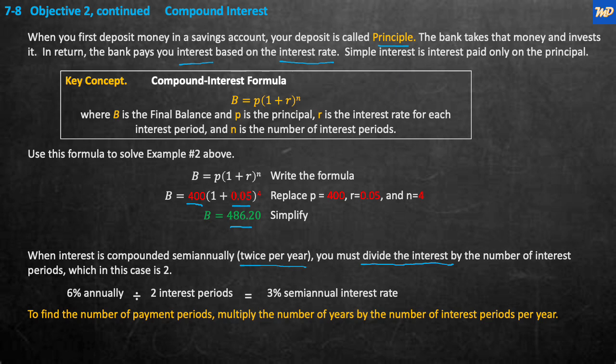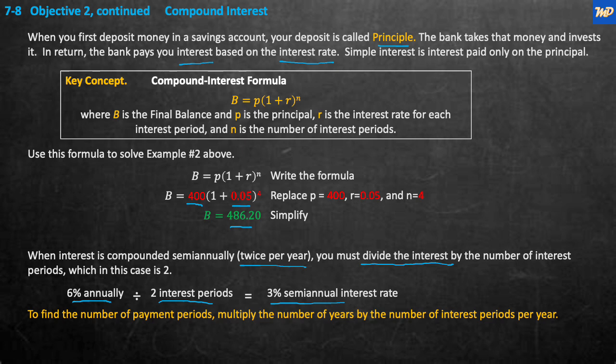Okay? So here's another example. They're going to say 6% annually divided by 2 interest periods is 3% semi-annually. Just what I said. You take the interest rate and divide it by the number of payment periods, and you end up with, in this case, half. If it was 4, you'd end up with a quarter. If it was 12, for 1 every month in a year, you divide the interest into 12 pieces and compound it 12 times throughout the year.